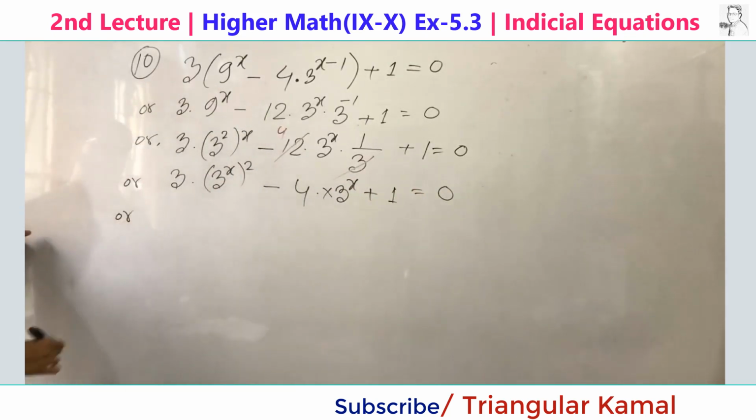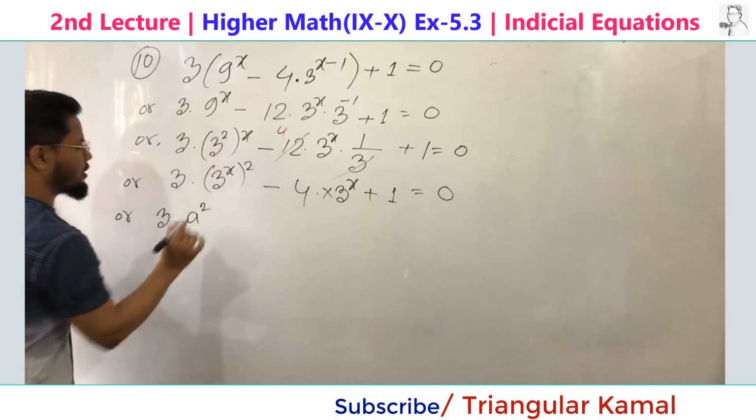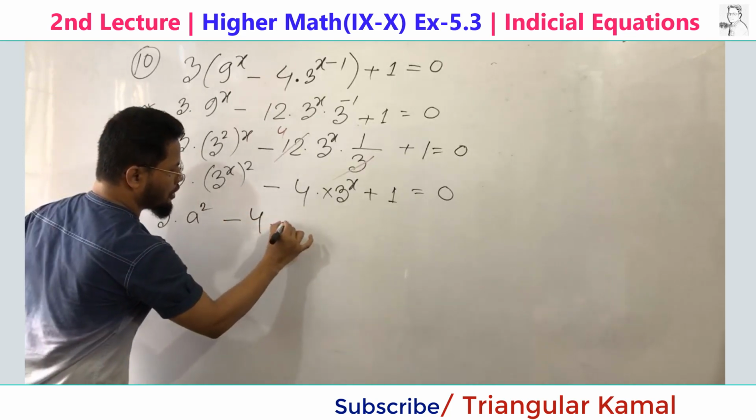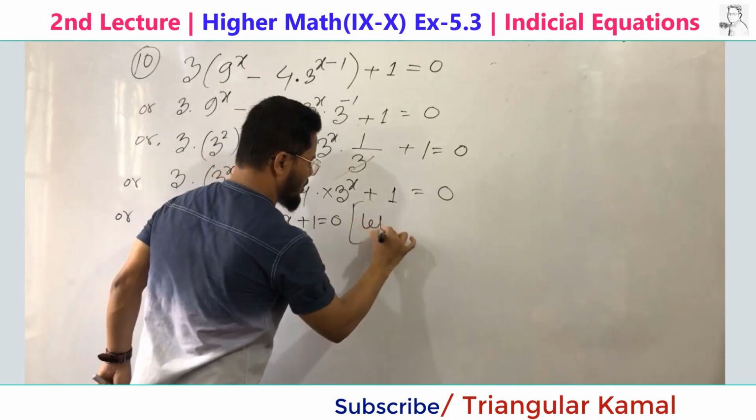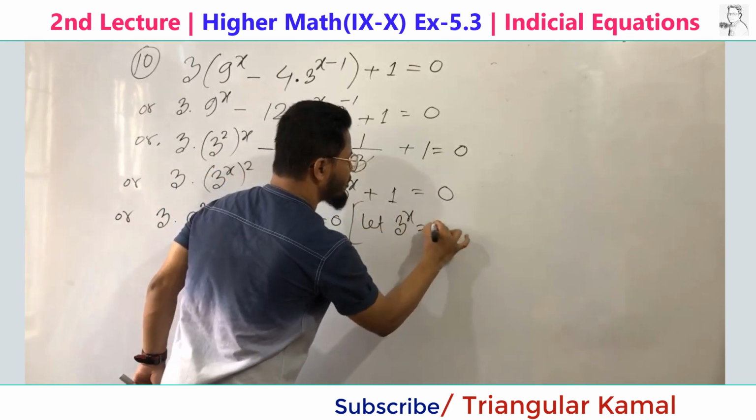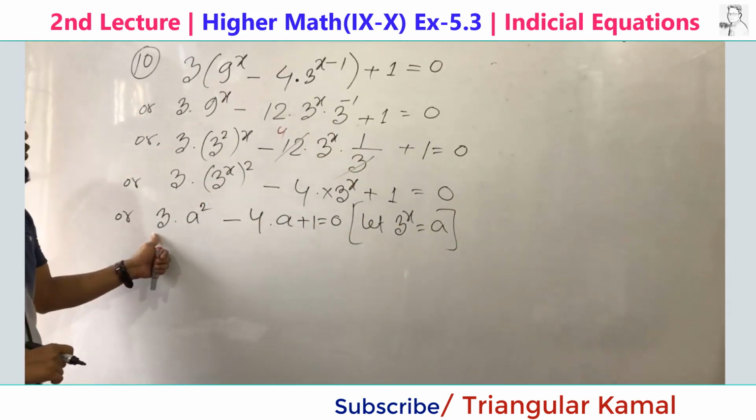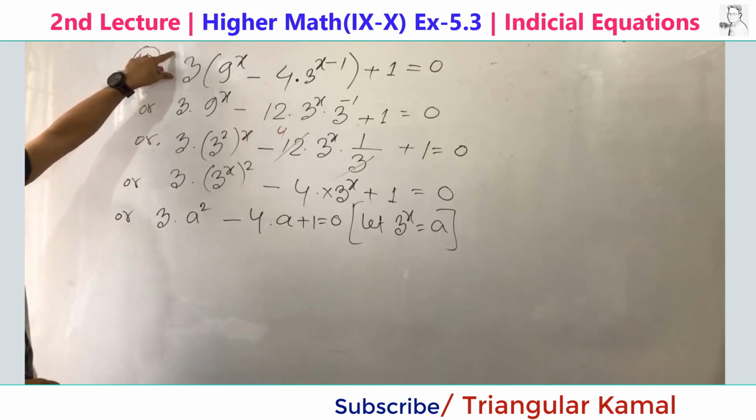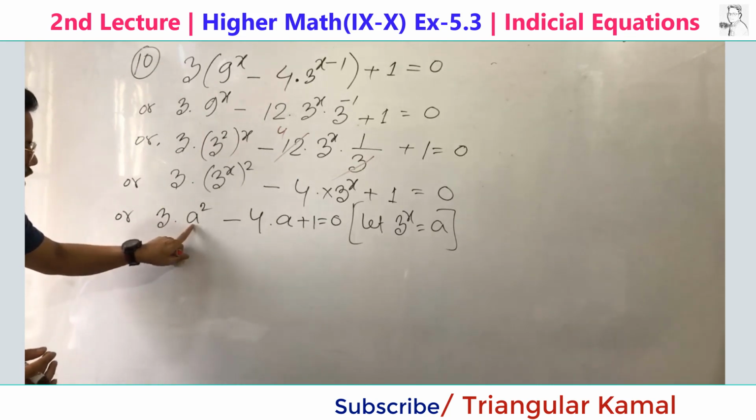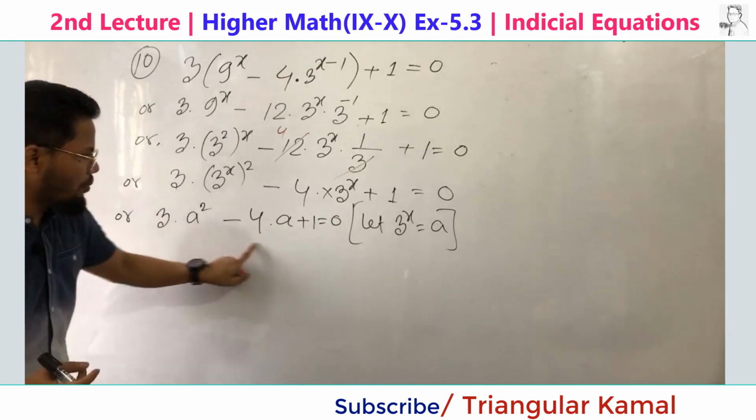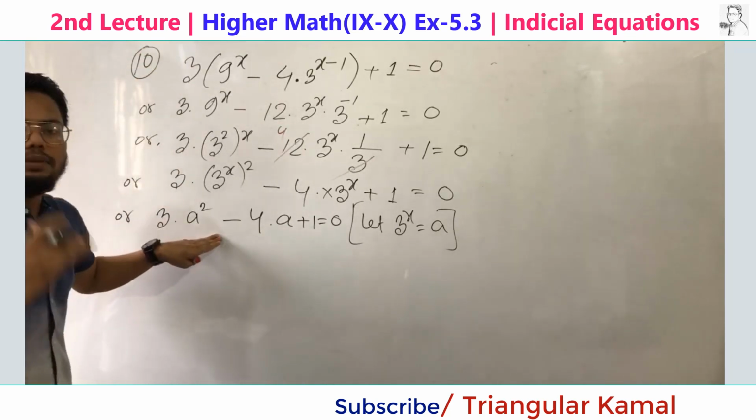Now as in the previous line, this one is a squared minus 4a plus 1 equals 0. You can write, let 3 to the power x equal a. Now this is converted to a simple equation. Dear students, the initial equation is converted into a simple polynomial equation, because the variable is now a, which is not in the power. Now this equation is a simple polynomial equation.